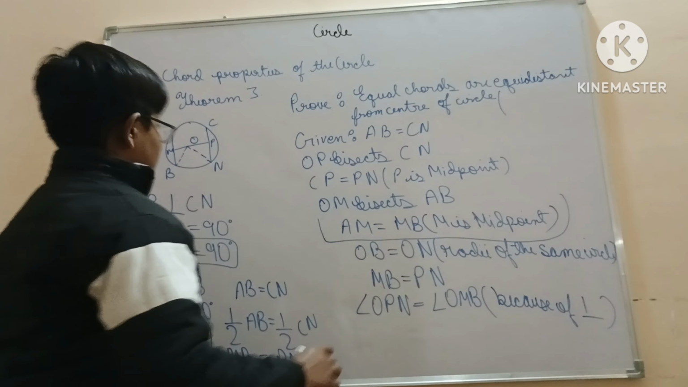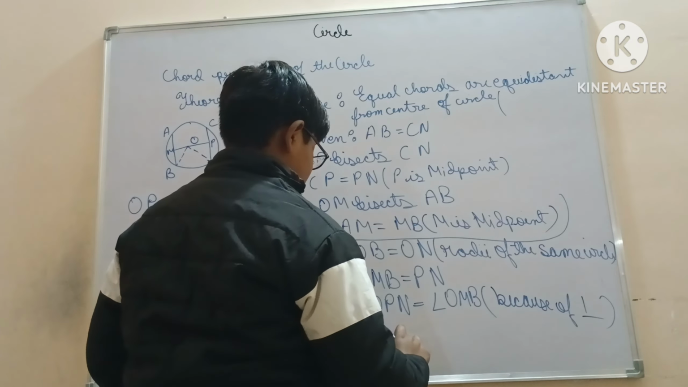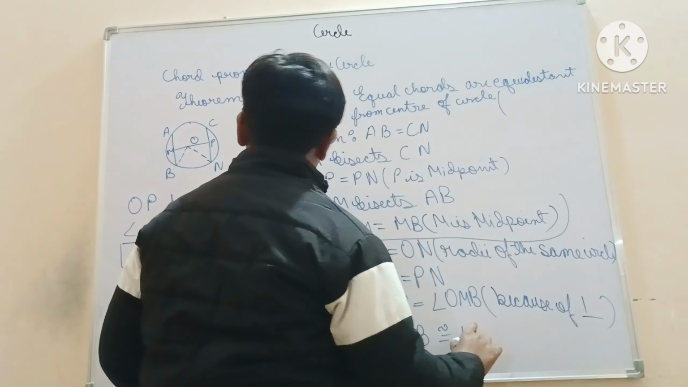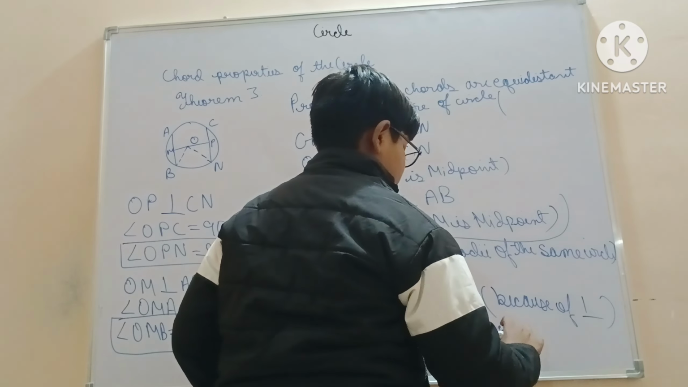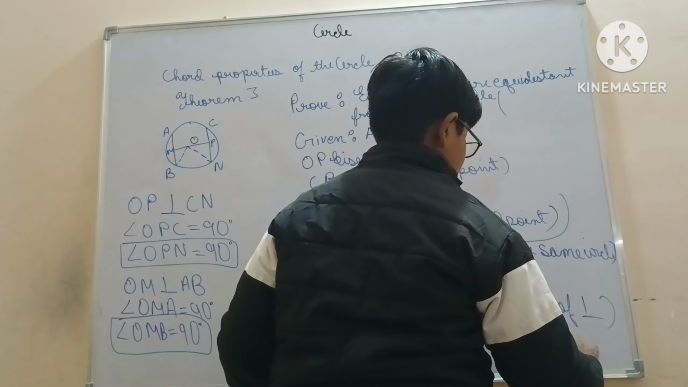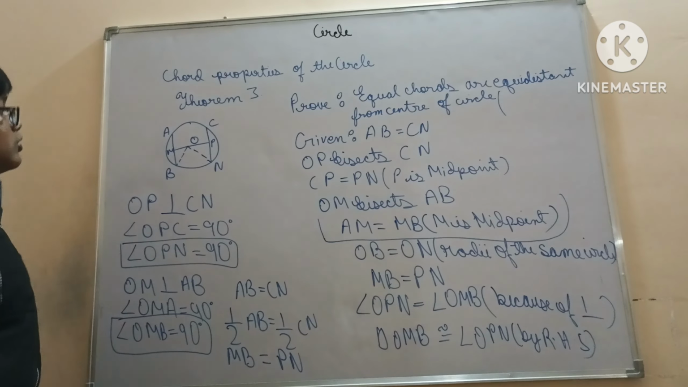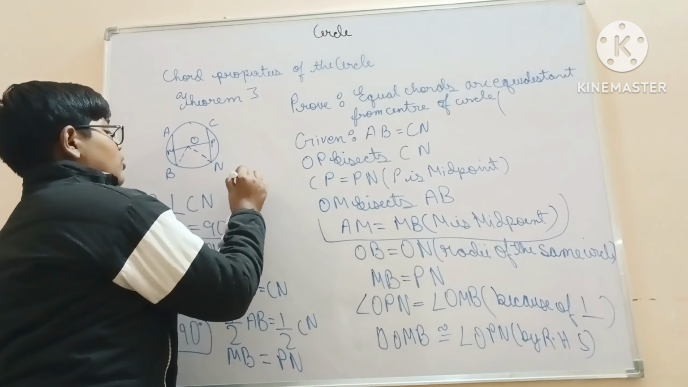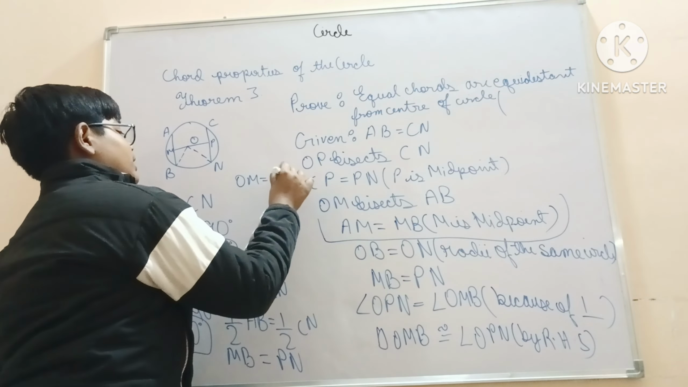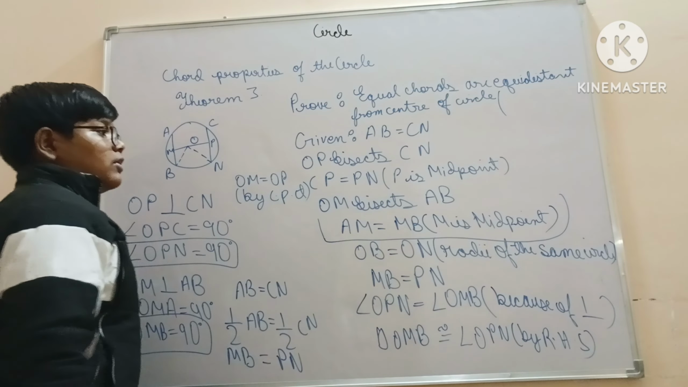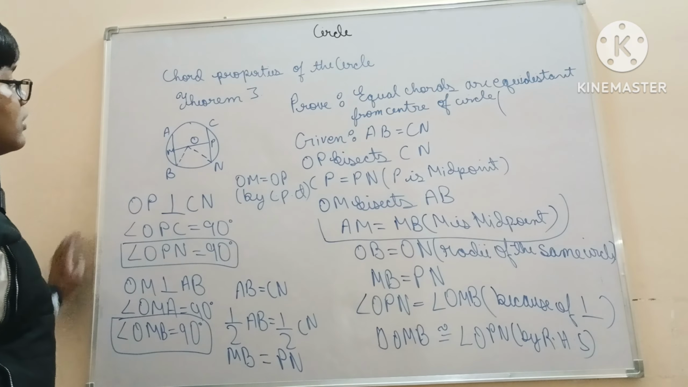Now we can say that triangle OMB is congruent to triangle OPN by the RHS congruence rule. So now we can state that OM is equals to OP by corresponding parts of congruent triangles. So we have proven the theorem.